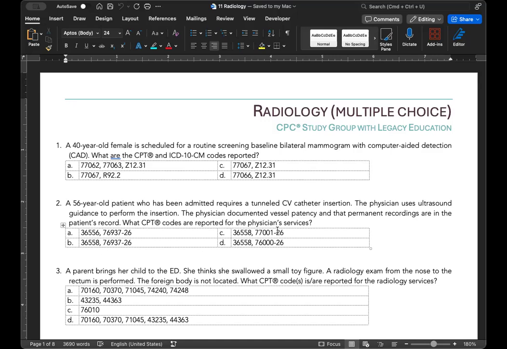So let's look at it from a CPT standpoint first. Okay. What procedure is it that we are performing that we want to look up in the alphabetic index of the CPT manual? So what's our main term that you want to use? Mammogram. Yep. Perfect. Okay. So we'll go to mammogram.